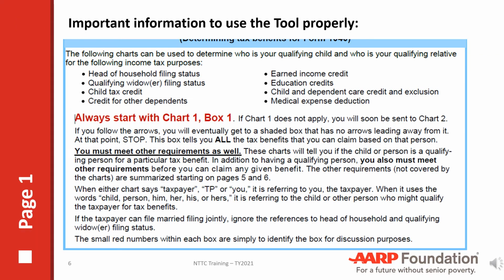Page 1 of the resource tool gives you a little legend that helps you to understand how to use the tool properly. So you have this in the blue box shown here. Always start with chart 1, box 1, and there is other useful information that will help you to actually learn how to use it.